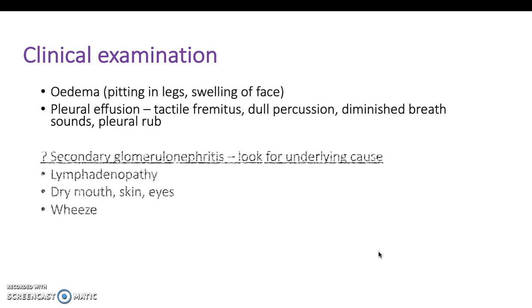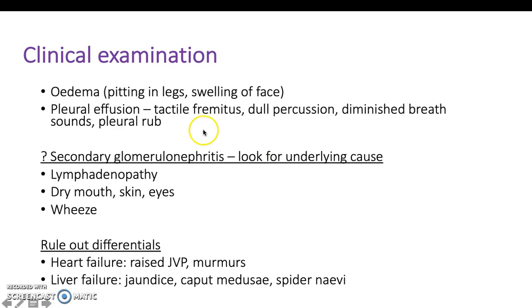So clinical examination. So you want to look for edema and pleural effusion as well. This can be quite a bad complication of it. Secondary glomerulonephritis, you want to look for these. Remember, you want to rule out secondary before you move on to primary. And then, as I've just discussed, you want to rule out the differentials to make sure it's not these as well.